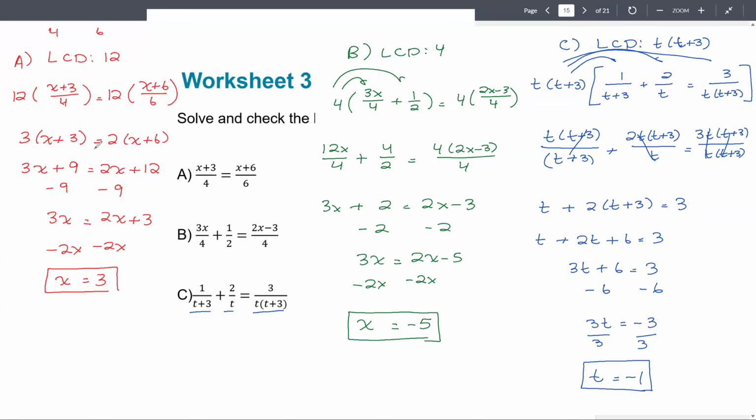And then just as a side note, so the domain here, before we started actually going through the solutions, my domain was that t could not be negative 3 or 0. And since my solution isn't either of those, we do have a definite solution here. So only when you have the variable in the denominator do you need to check to see that it's in the domain.